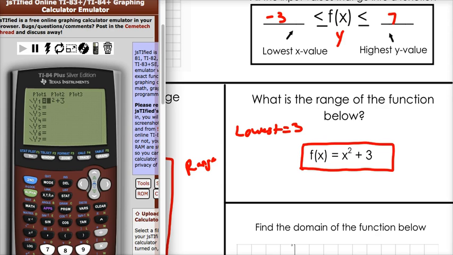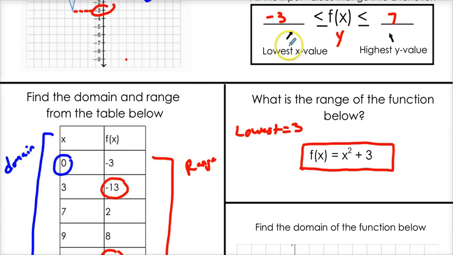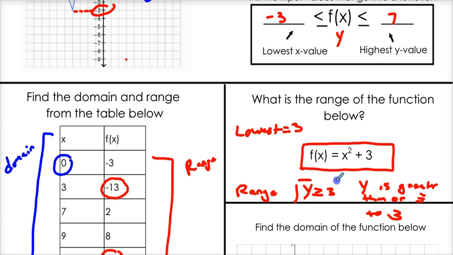So when you write that, instead of writing in between nothing, because it's not in between any two numbers, we're going to say this. The range is y is greater than or equal to 3. Another way to say that is y is greater than or equal to 3. All right, either one's acceptable.